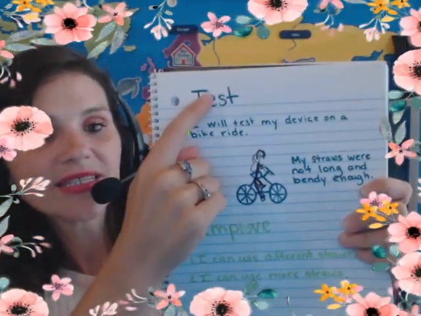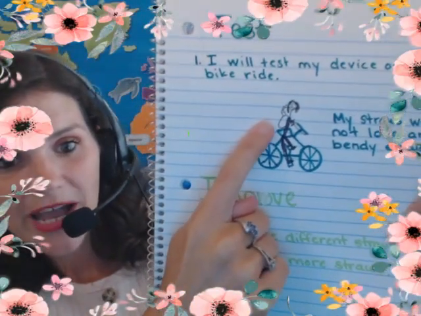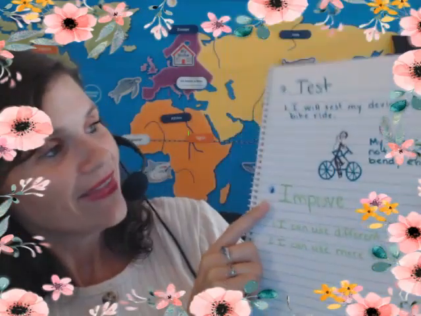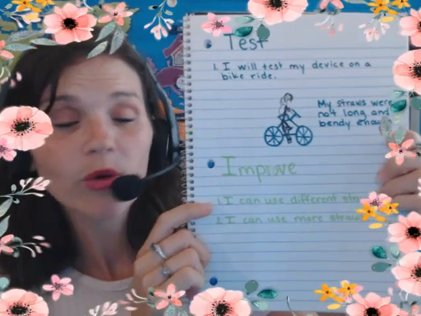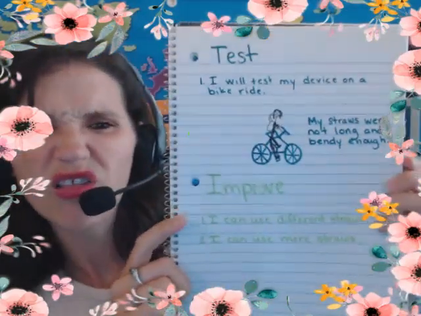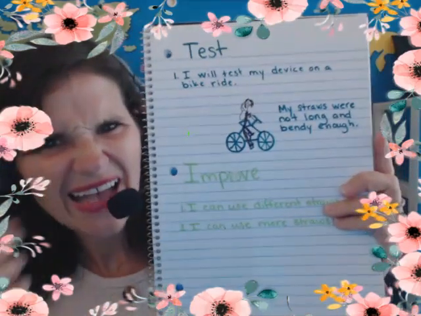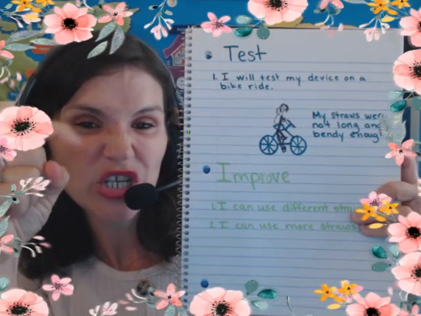So here's my science journal again. Remember, it's a little different than yours, but here's the section I made for testing my device. I drew a picture of myself with a backpack and that long straw, and then I wrote a little bit. I said, I will test my device on a bike ride. Right? That's why I want to solve how to stay hydrated and cool. And what I observed was my straws were not long and bendy enough. So I had to add another straw, and I really thought that if I had some of those bendy straws that you can turn, they would probably work a lot better, because I had straight straws and they didn't like to bend. I couldn't get the water to my mouth very well.